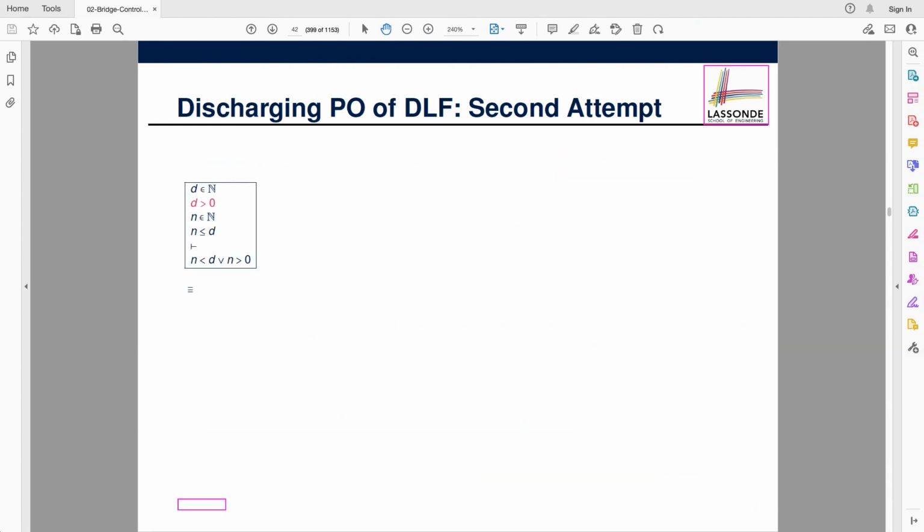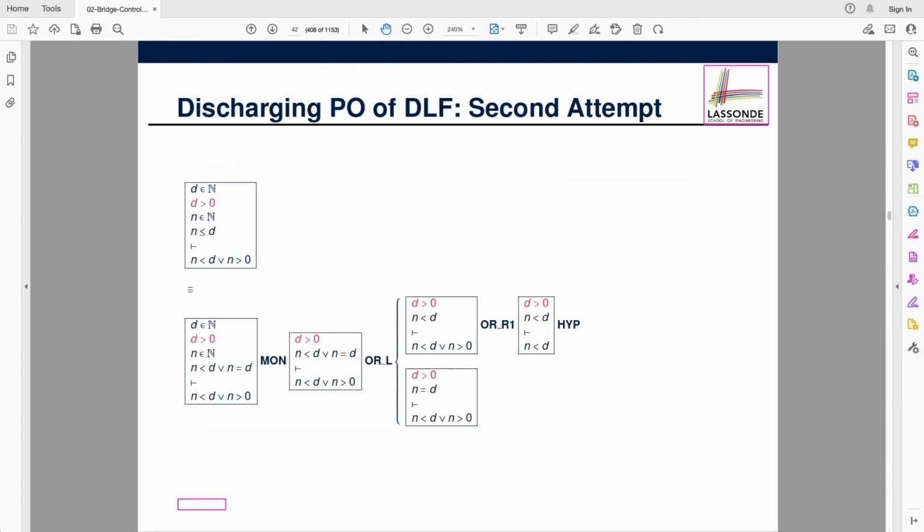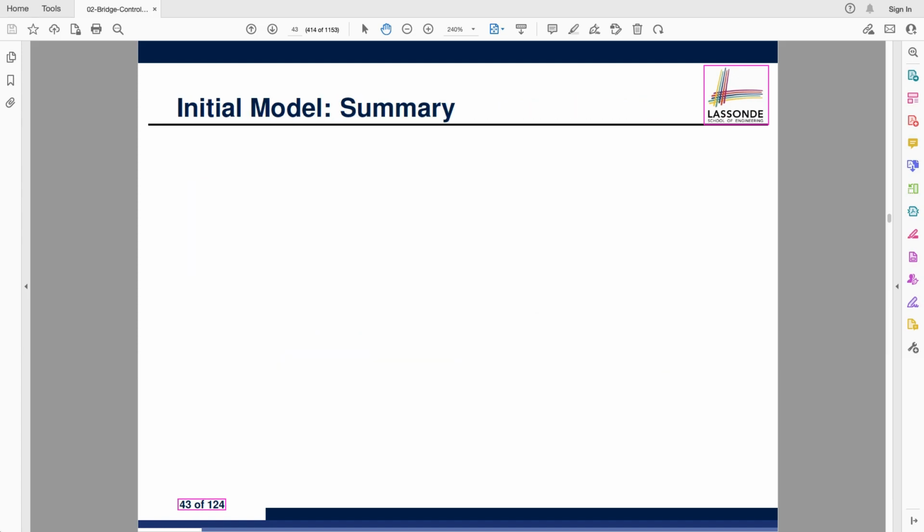Okay, so after this second attempt, you should really prove it. But before you look at the solution, I would suggest try to do it by yourself. And now we are able to conclude about the initial model. And then, so next Tuesday when we come back, we can start talking about the first refinements. Okay? And of course, Thursday you got your programming test, which I'll talk about.